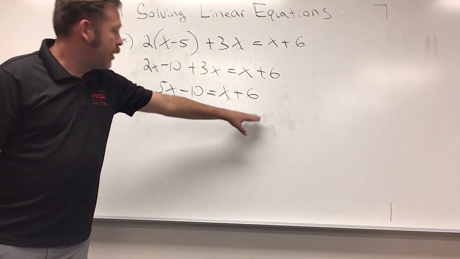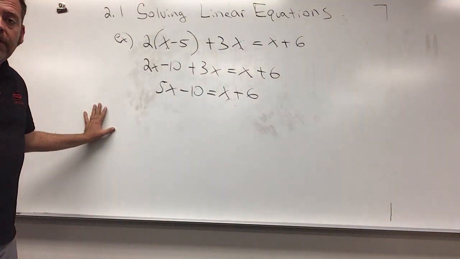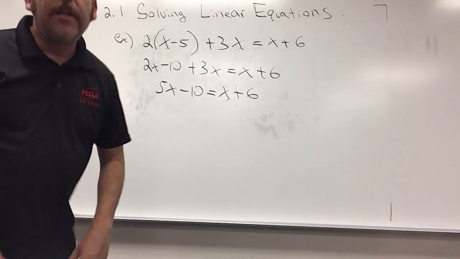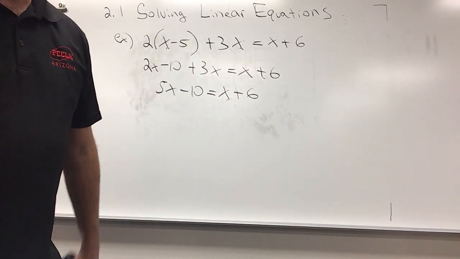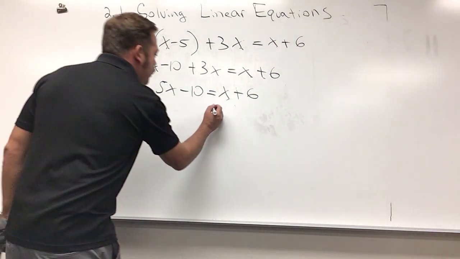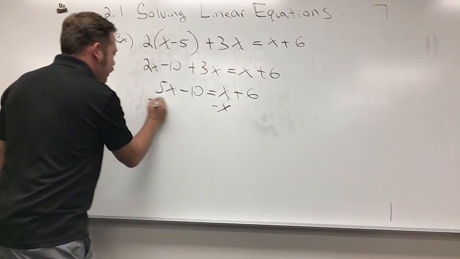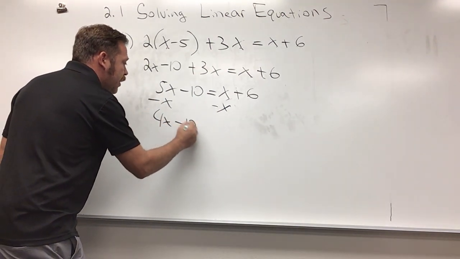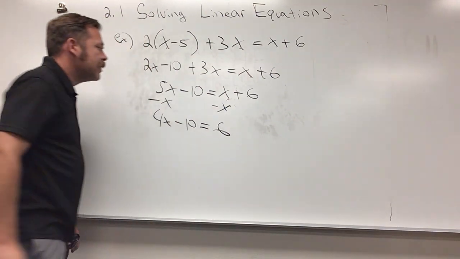We can take this x and move it over here, and both are allowed, but one is probably more adventurous than the other, and one is probably a little safer to do. I'm going to take the safe bet. I'm going to subtract this x and this x. 4x minus 10 equals 6.